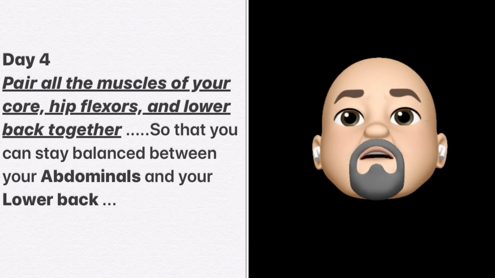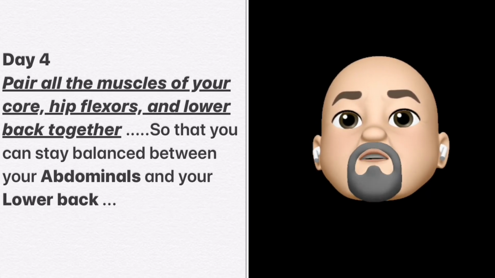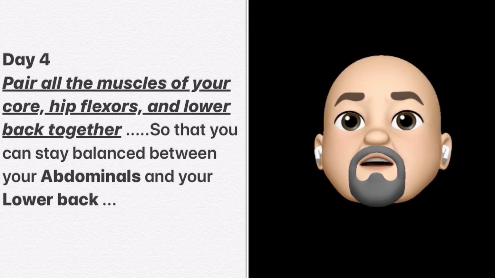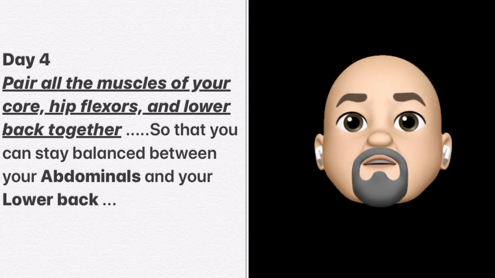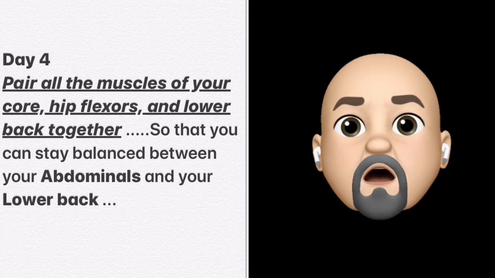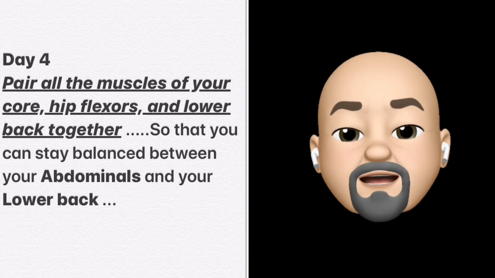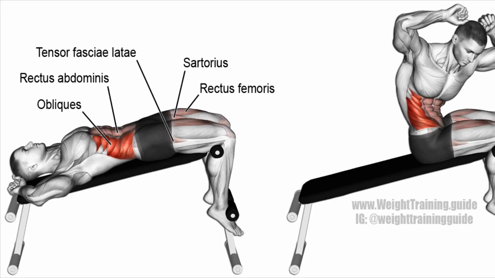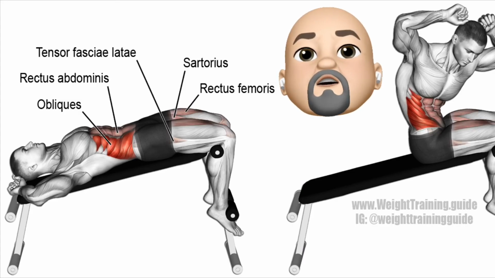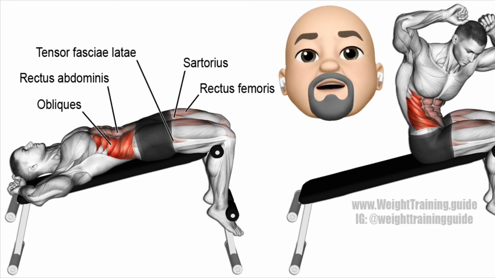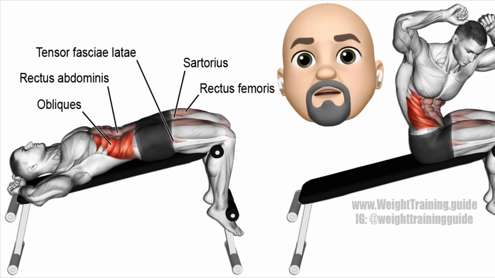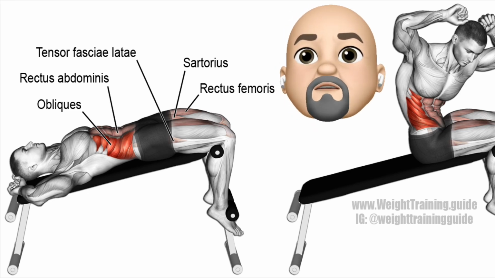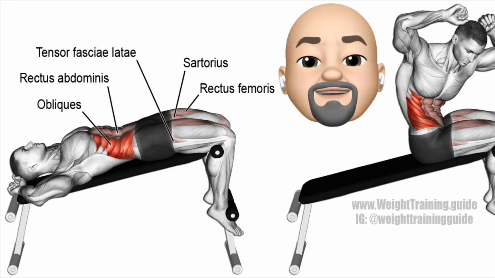Day 4. Pair all the muscles of your core, hip flexors, and lower back together so that you can stay balanced between your abdominals and your lower back. This is also a good combination because so many abdominal movements incorporate hip flexors and obliques. Look at the muscles being used on these core exercises.